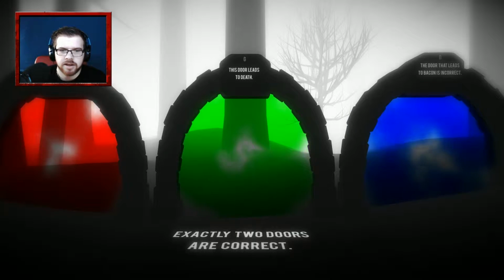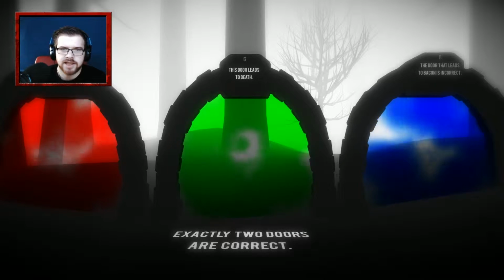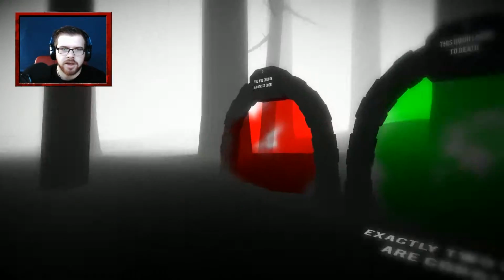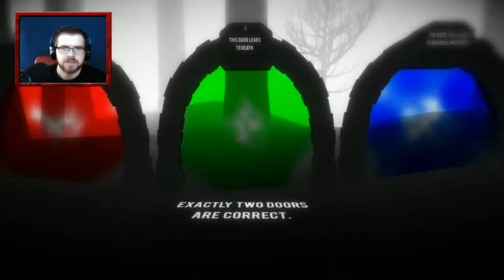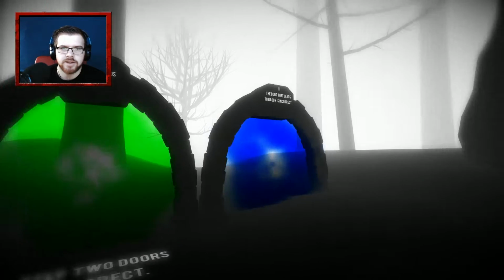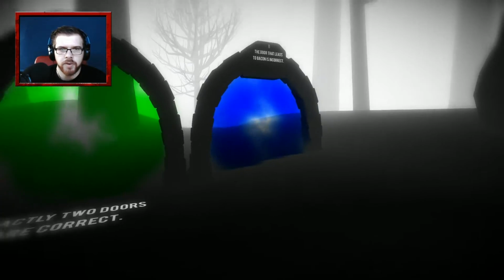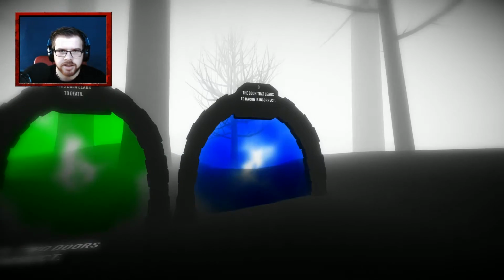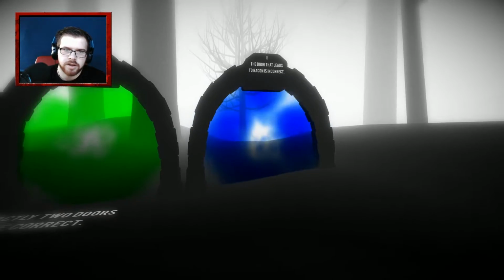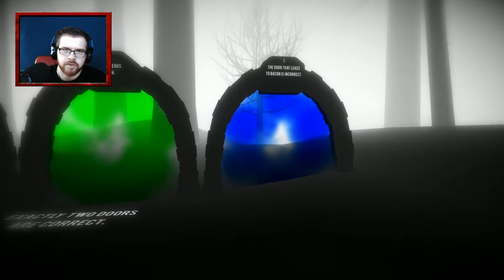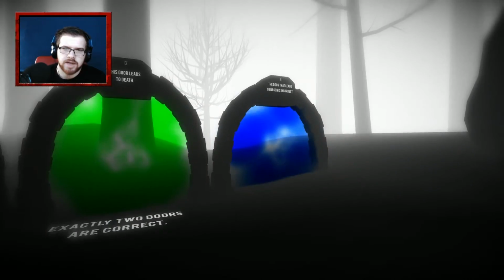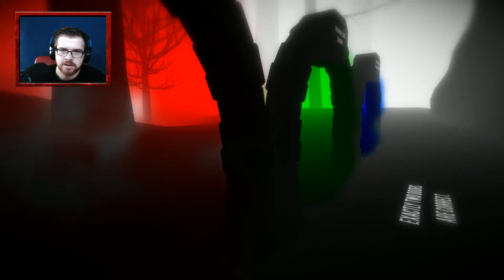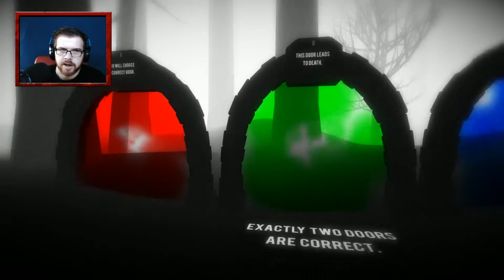Does this door lead to death? So exactly 2 doors are correct. So yes, green will equal death, because it can't be red and blue, so green has to be true. Now is it red or is it blue though? If we choose blue, then it would mean the door that leads to bacon is incorrect, which would mean that the blue one leads to death if it was correct. So it has to be incorrect, so which would mean we choose red, which would be correct, and the other 2 would be correct.